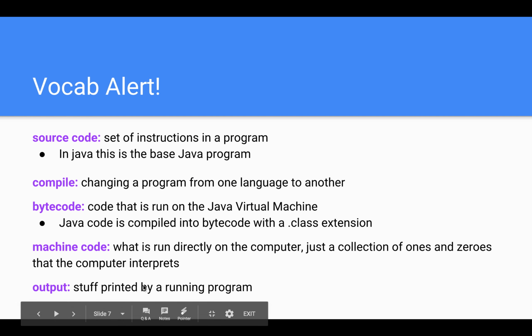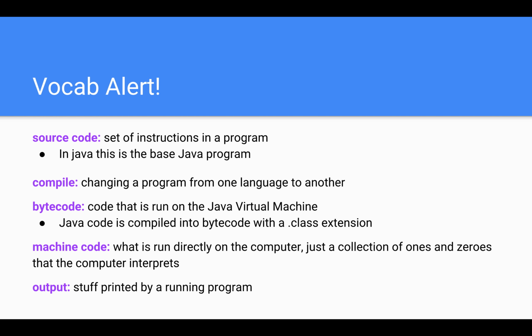Okay, so now for some more vocab. Source code is the set of instructions in a program. So in Java, this is the base Java program. Compile means to change a program from one language to another. Bytecode is code that's run on the Java virtual machine. In this case, Java code is compiled into bytecode, which has the .class extension.